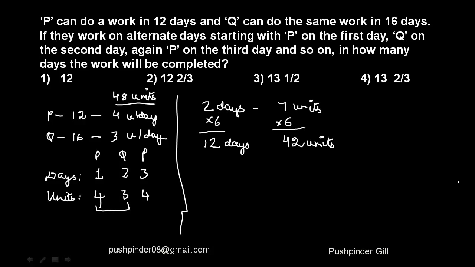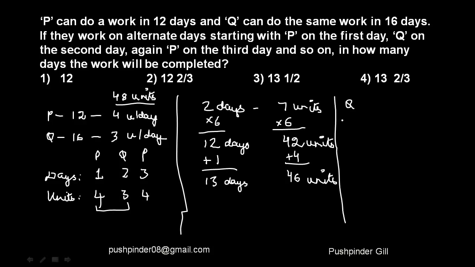Now whose turn is it? Now it is P's turn again. Let me add one more day. Now guys, what we do is keep adding more and more days. If I add one more day, when 13 days are finished, it's the turn of P again because it's starting with P. If I add 4 here, because P finishes 4 units, it's going to be 46 units, right? Now whose turn is it? It's Q's turn, and Q is able to finish 3 units in one single day.